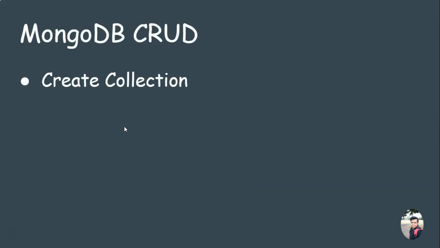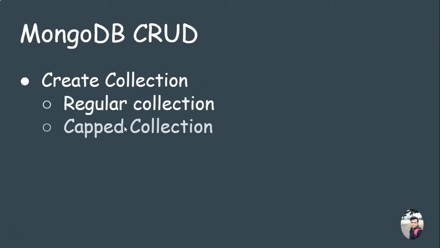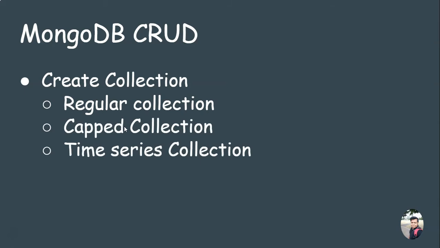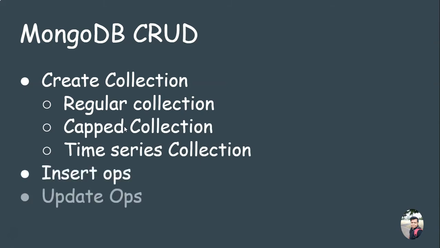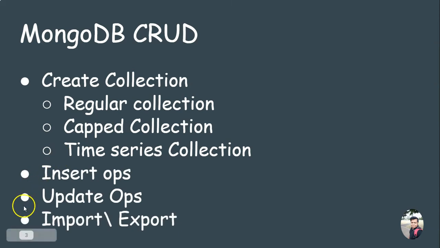So let's start. In MongoDB CRUD operations, we'll see how to create collections, different kinds of collections like normal, regular collections, capped collection, time series collection, and how to drop collections. Then we'll go to insert operation and then update operation, and we'll end up with import and export. So let us see this in action.